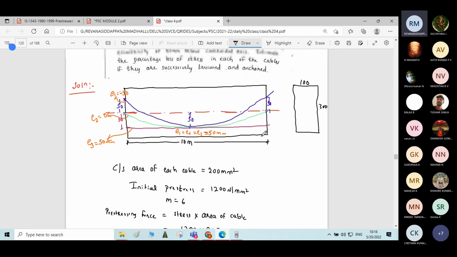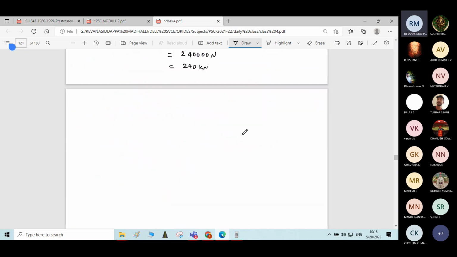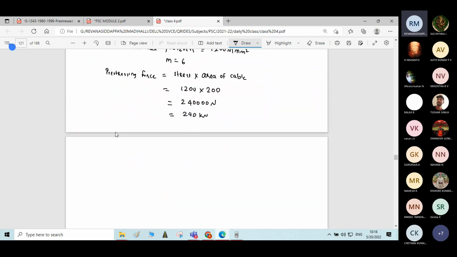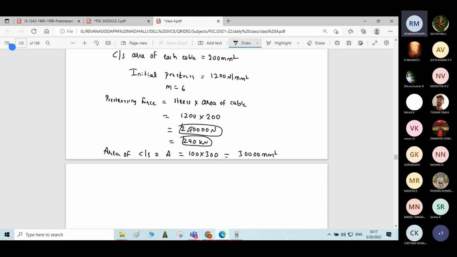Area of cross section also you can calculate. It is 100 by 300, so area of cross section A is equal to 100 by 300, that is 30,000 mm square. These are all the basic parameters that are required for the further calculation: prestressing force, area of cross section.